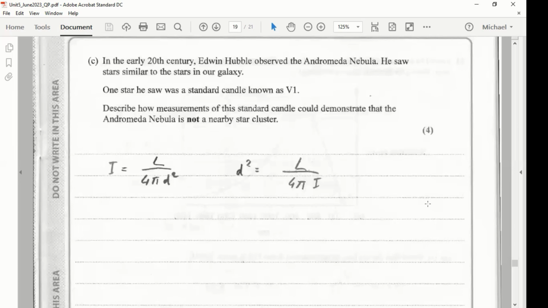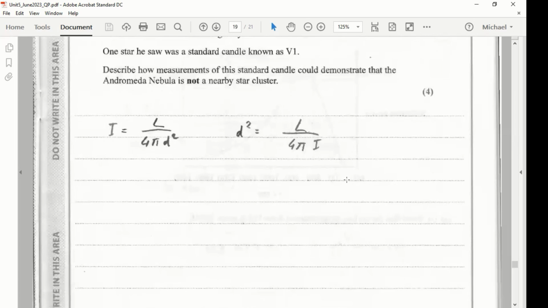If it was a nearby star cluster, we would expect the distance to be of the order of perhaps hundreds of light years. But if it's not a nearby star cluster, we'll probably find that the value is in the order of 2 million light years, because Andromeda is about 2 million light years away. So it's vastly further than nearby star clusters. Not entirely sure where you're going to get all 4 marks from, but talking about standard candles, it's not a particularly well phrased question. But anyway, I've done my best. Hopefully you'd get 4 for that.